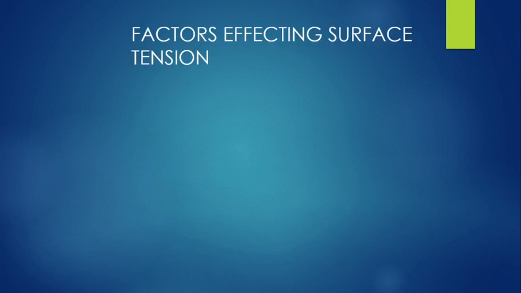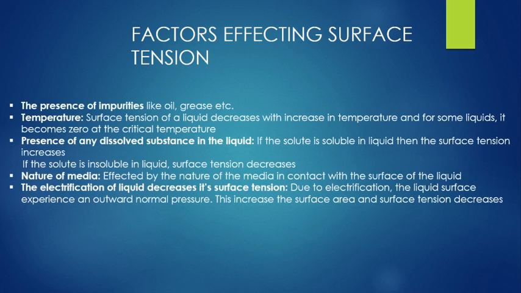So the next is the factors affecting surface tension. Let us see what the factors affecting surface tension are. The first one is the presence of impurities. The second is temperature. The third is the presence of any dissolved substance in the liquid. The fourth is the nature of media. And the fifth is electrification, as the electrification of a liquid decreases its surface tension. So, the presence of impurities: impurities like oil and grease can affect the surface tension.